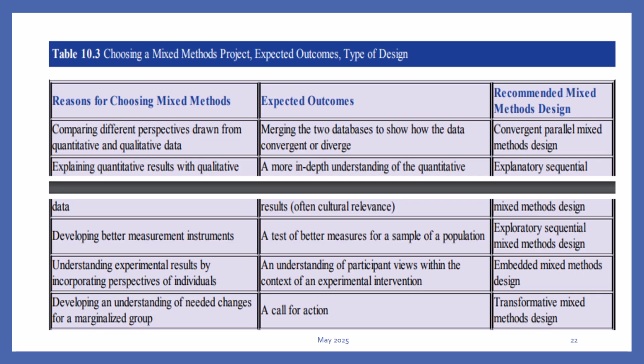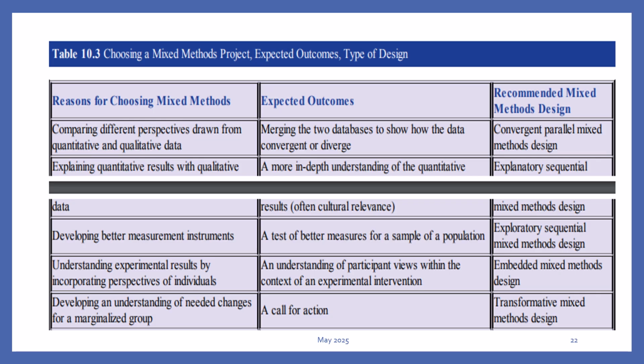Secondly, you want to explain quantitative results with the qualitative data, so a more in-depth understanding of the quantitative. You use in this case explanatory sequential mixed method design. Developing instruments: the expected outcome is a test of measures for a sample of a population. In this case, as we discussed, exploratory sequential mixed method design. Understanding experimental results by incorporating perspectives of individuals. This is an example that we have mentioned.